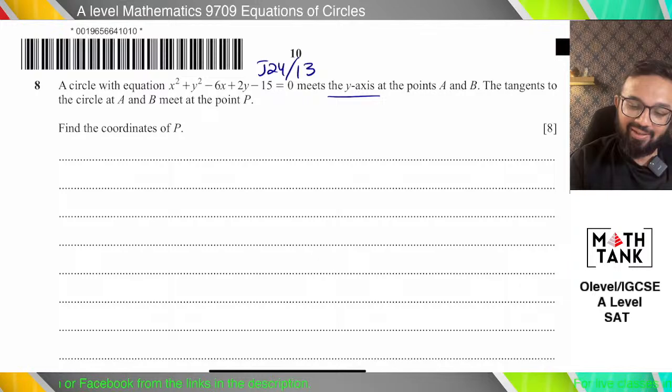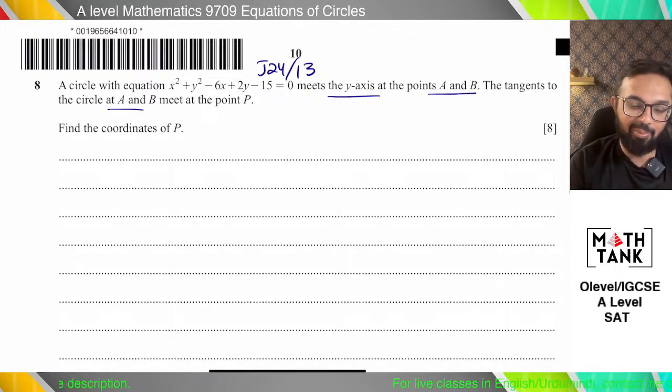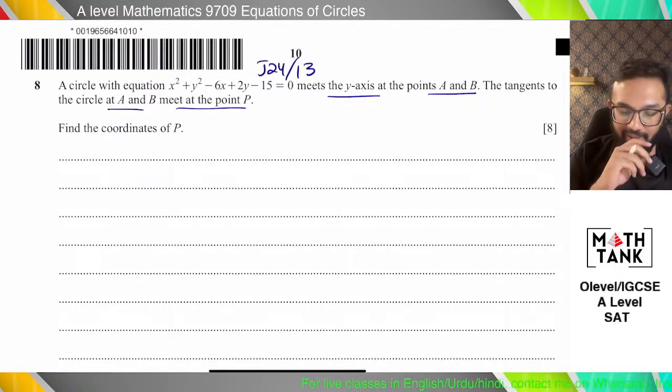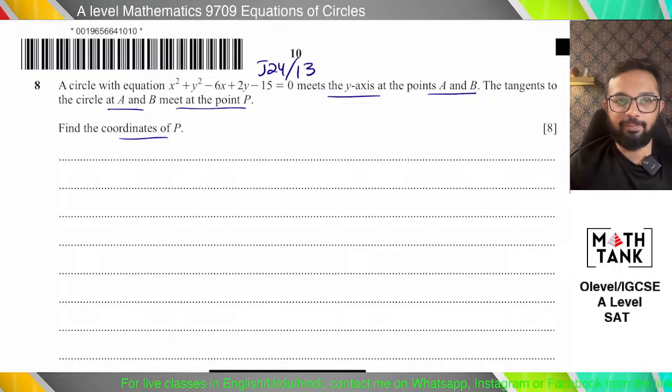Okay, this meets the y-axis at the points A and B. The tangents to the circle at A and B meet at the point P. Find the coordinates of P.